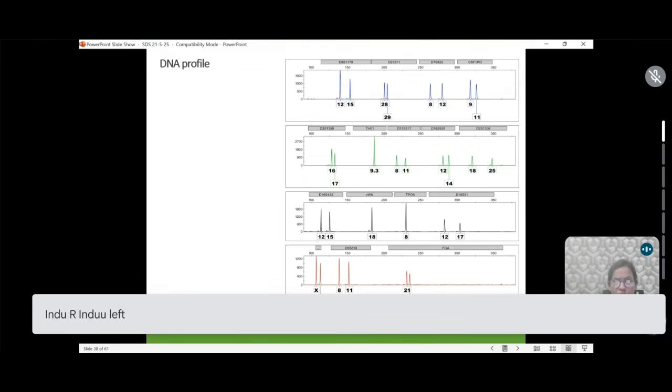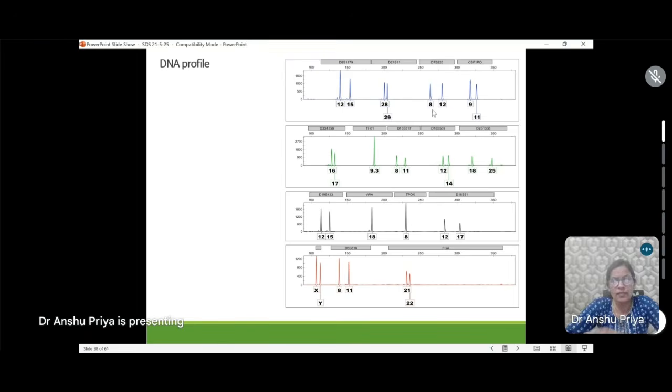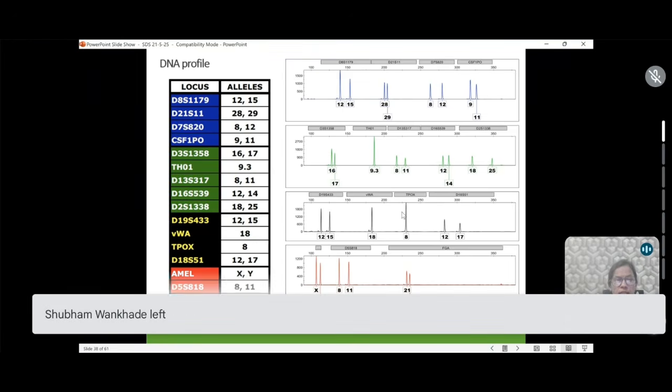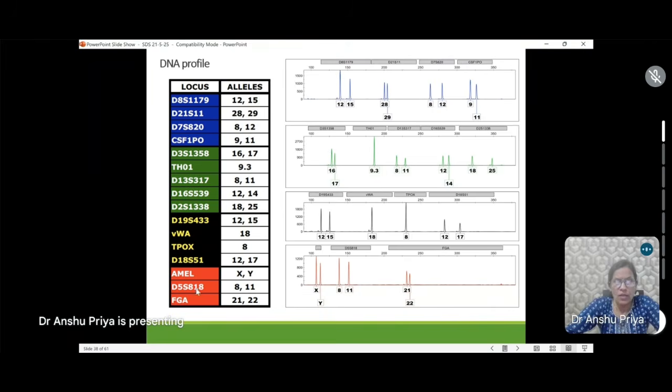This is just how a DNA profile looks. After the analysis, the DNA profile looks this way, and these are the loci, for example locus D8S1179, then 12-15, 28-29. So we are looking at the DNA profile of the genetic sample.